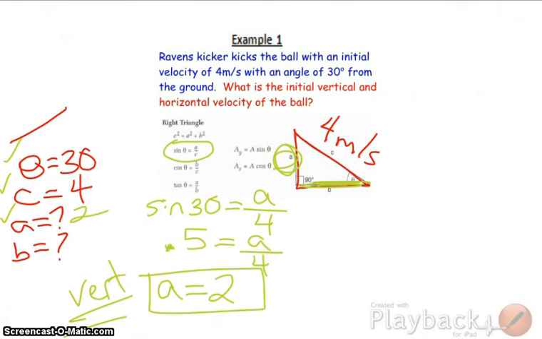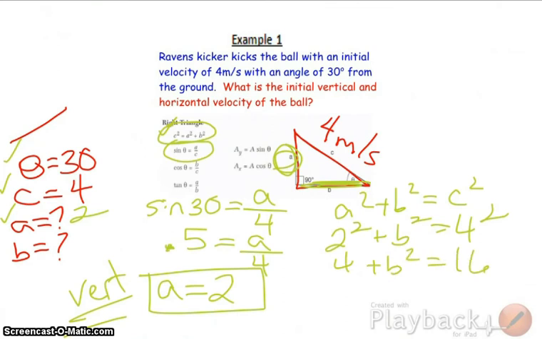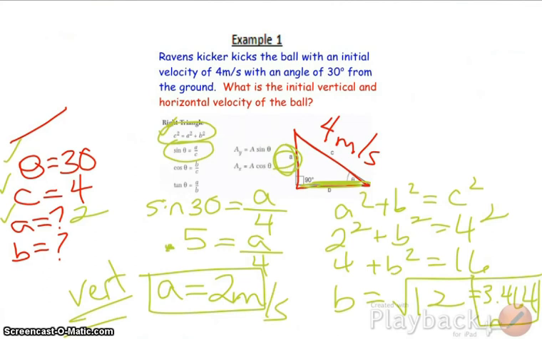Now we know A, C, and theta, and we're looking for B. So we know everything, so we can use any of the equations with B. I'm going to use Pythagorean theorem. I like Pythagorean theorem. I think it's easy. So A squared plus B squared equals C squared. So 2 squared plus B squared equals 4 squared. So 4 plus B squared equals 16. So B equals the square root of 12, which is 3.464. So 2 meters per second vertically, 3.464 meters per second horizontally.